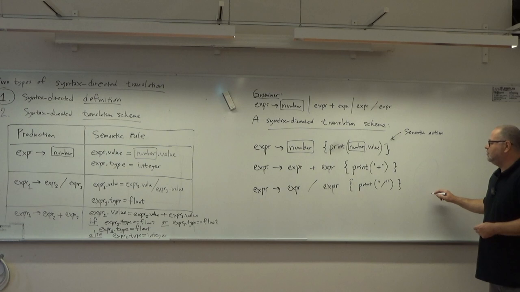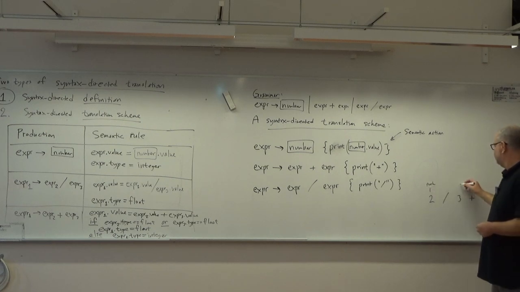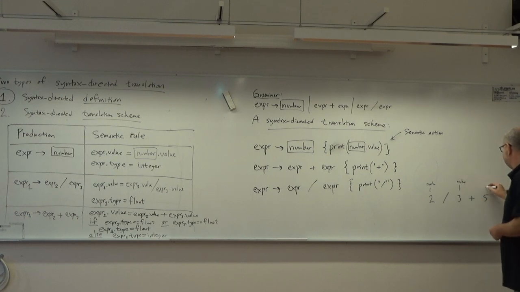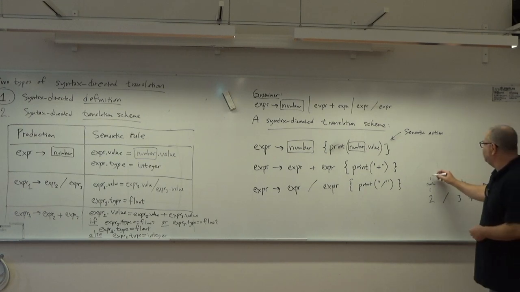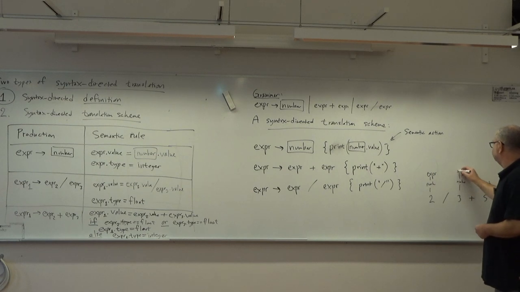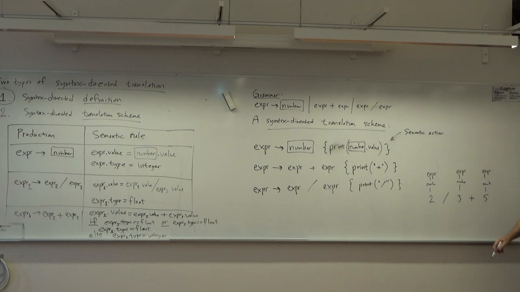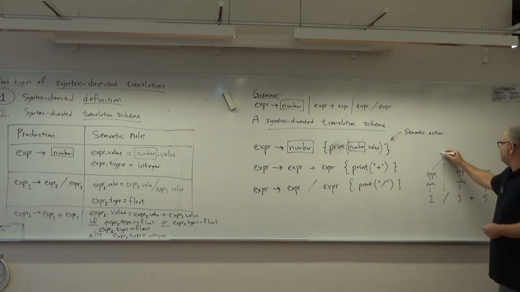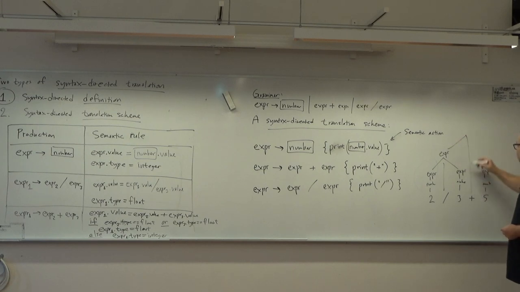And if I try to apply this to our old 2 divided by 3 plus 5. Well, again, this is a number, this is a number, and this is a number. All the numbers are interpreted as expressions, or reduced to expressions. And 2 divided by 3 is an expression, and the result of that plus 5 is another expression. How will this work with these printouts?